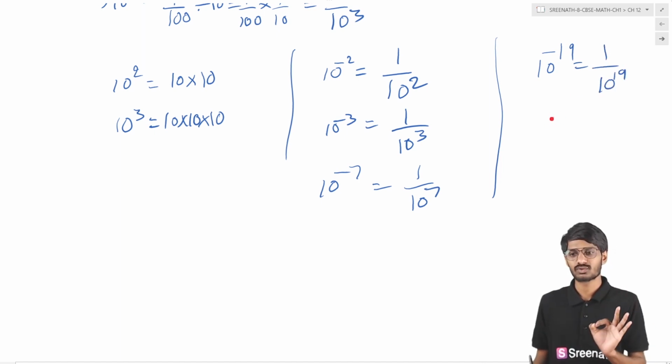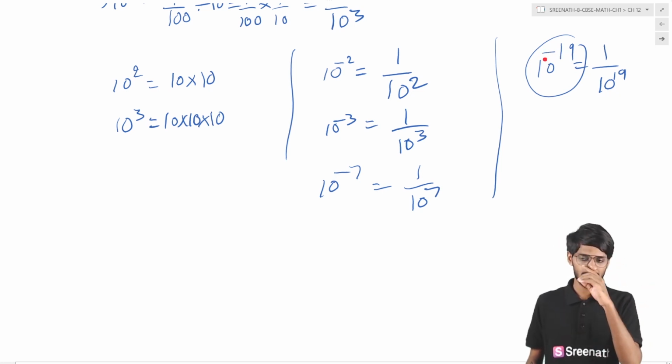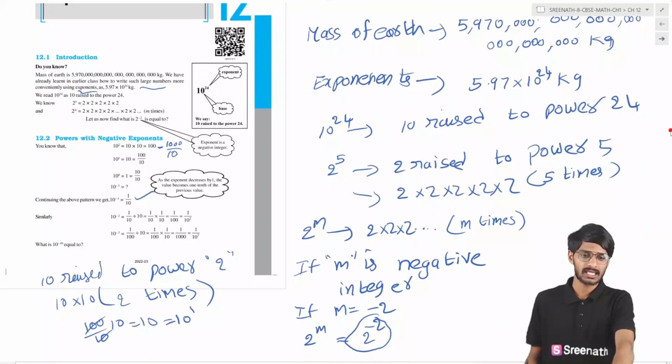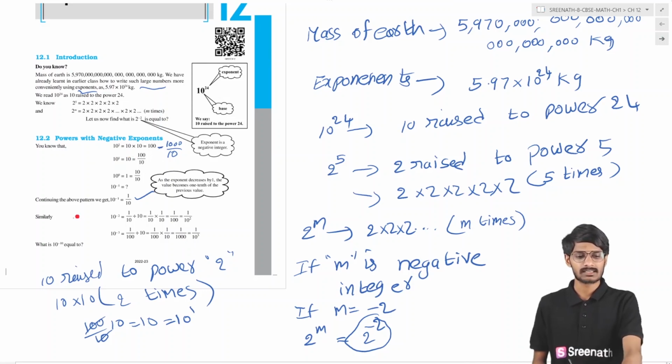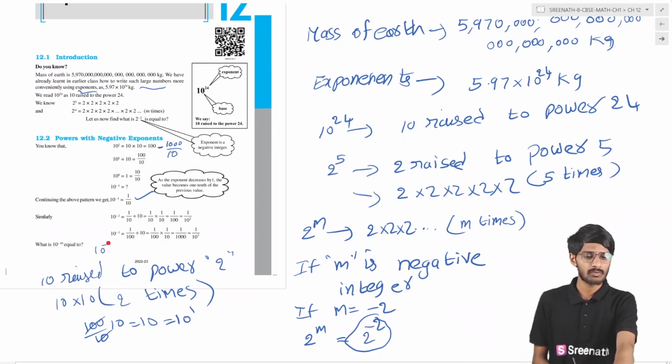It's so simple, students. Whenever there is a negative power or negative exponent, a negative integer, you just have to write it as 1 by 10 power 19, students. So this is the scenario we have to understand. This is the case whenever there is a power with negative integers. So what is 10 power minus 10? 10 power minus 10 is nothing but 1 by 10 power 10.